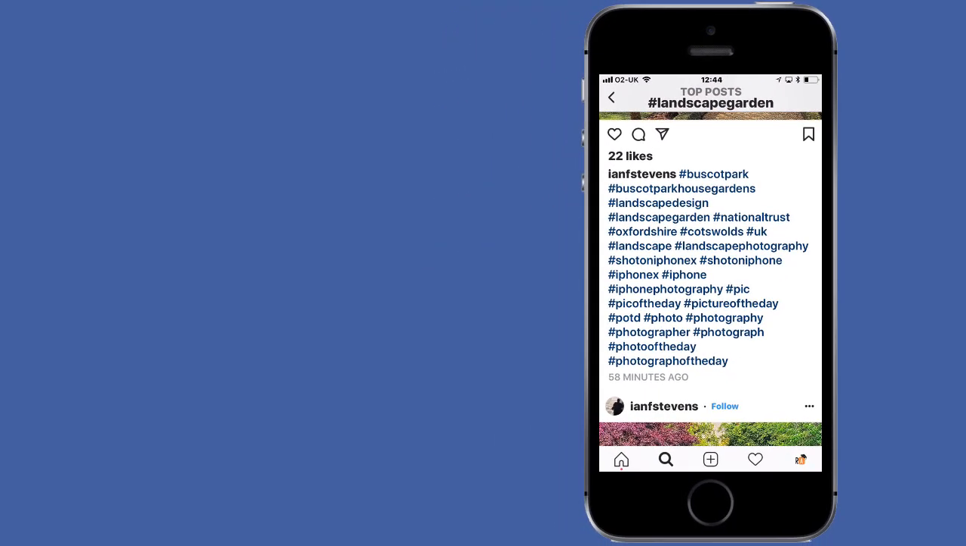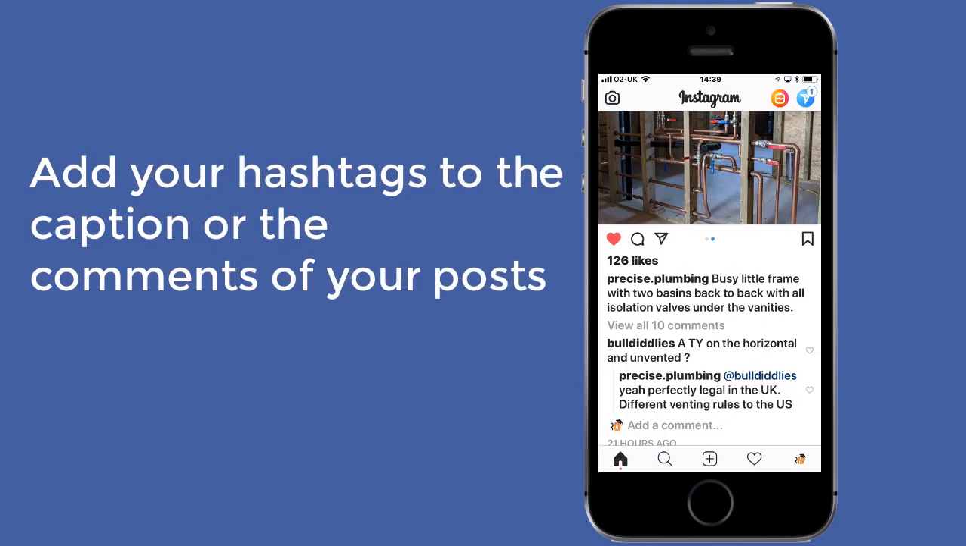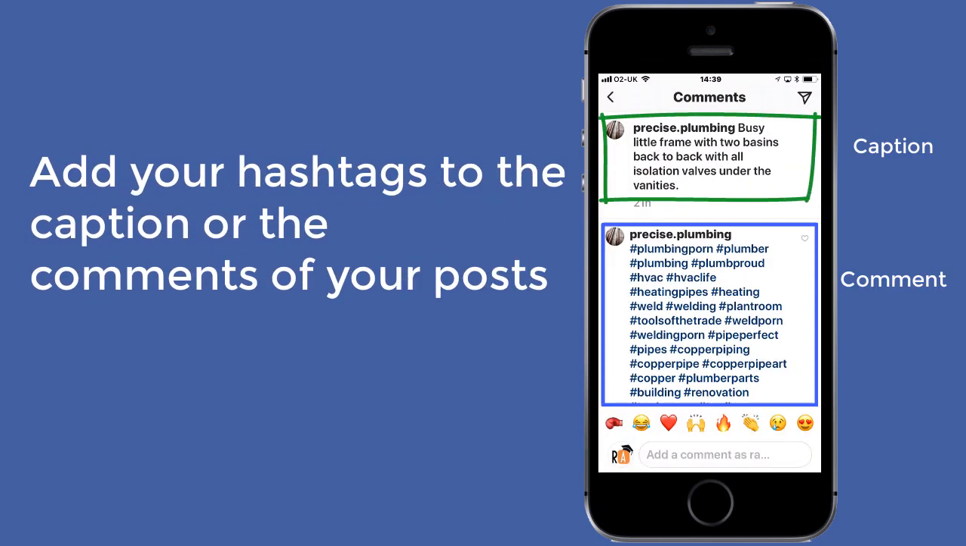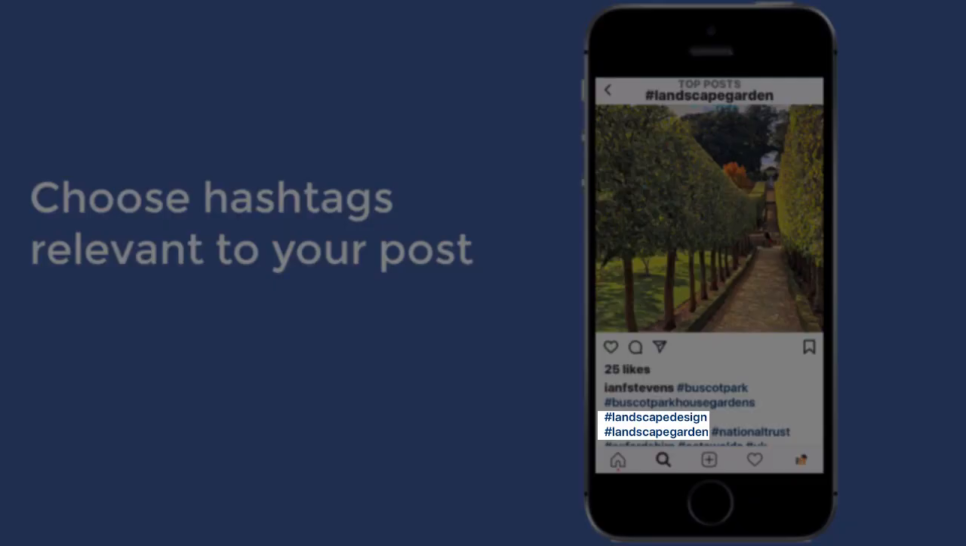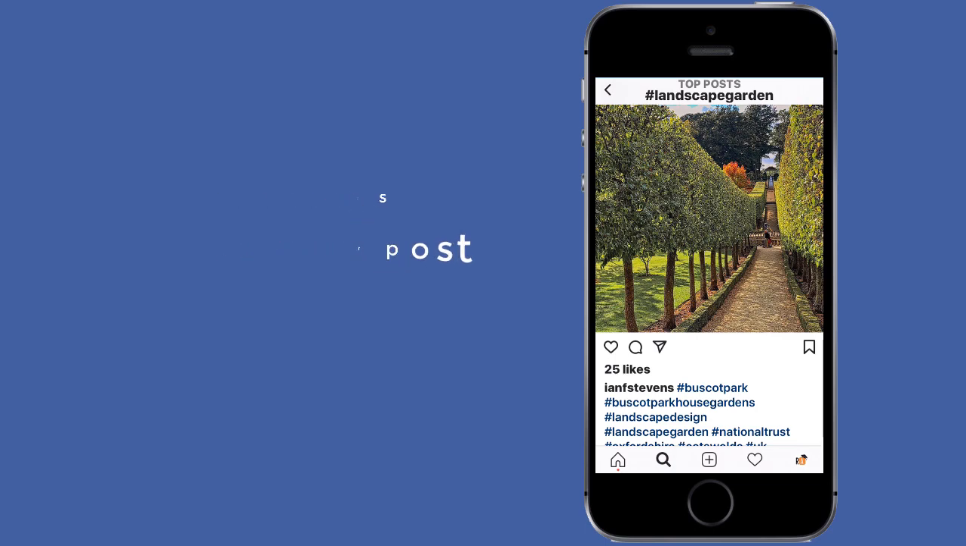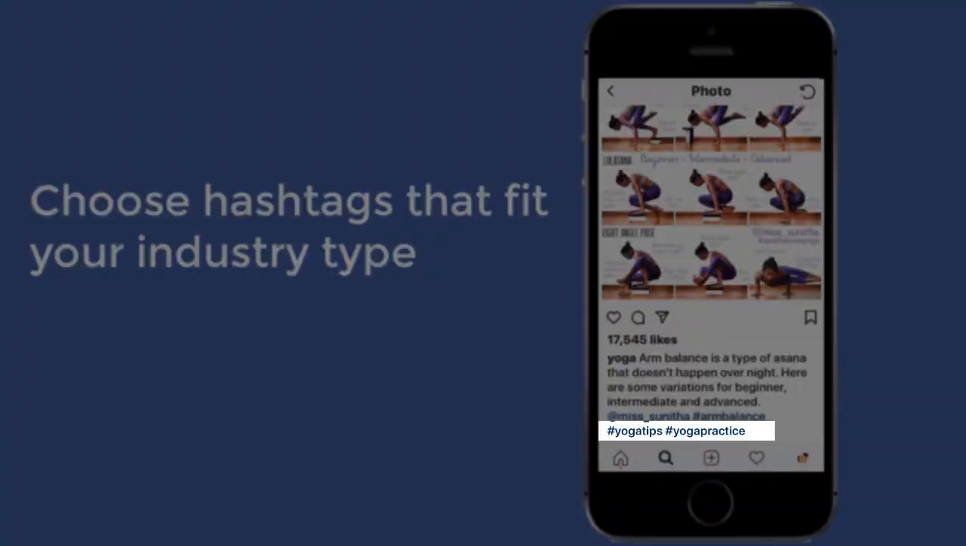Here is a list of recommendations on how to best use hashtags. Add up to 30 hashtags for each post to maximize your chances of being found. You can add your hashtags either in the caption or the comments of your posts. Make sure the hashtags you have chosen are relevant to your posts. Make sure you don't use the same hashtags on every post. Choose hashtags that fit with your industry type.